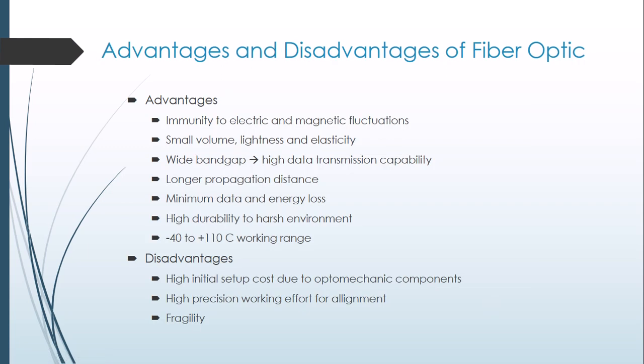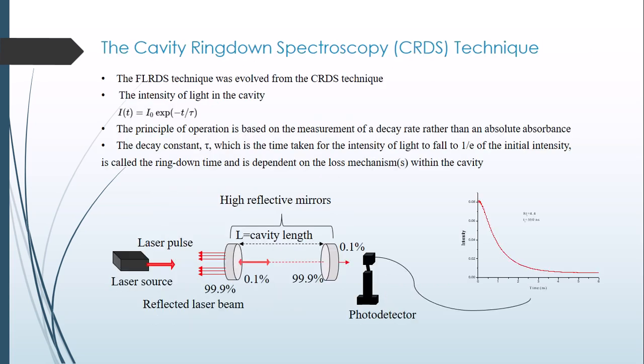Advantages and disadvantages of fiber optics. Advantages: immunity to electromagnetic, electric and magnetic fluctuations, small volume, lightness and elasticity, wide band gap, that's why high data transmission capability, longer propagation distance, minimum data and energy loss, high durability in harsh environments, and wide working temperature range. Disadvantages: high initial setup cost due to optomechanical components, high precision working effort for alignment, and fragility.